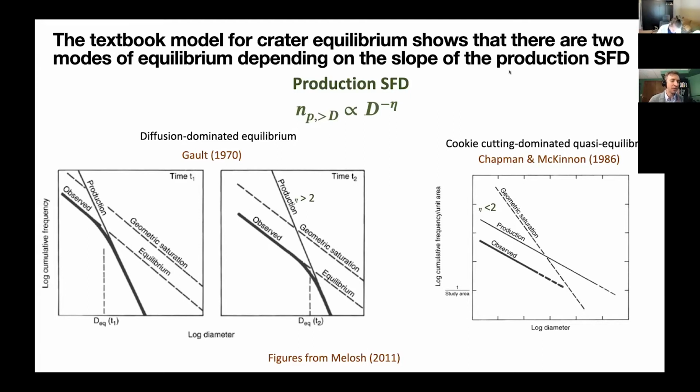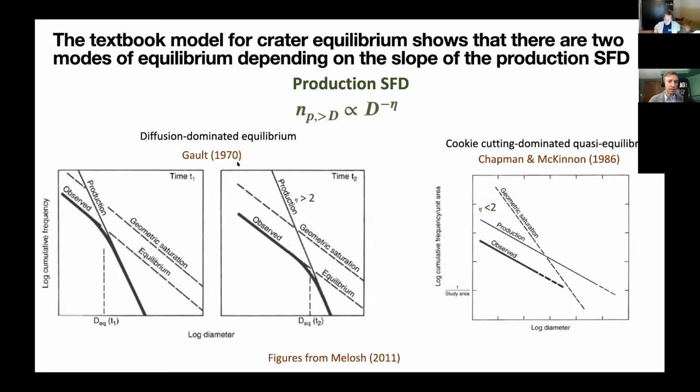So in a steep production function, shown on the left, that was modeled by Gault physically back in the Apollo days to try to understand the observed craters on the mare that they were seeing for the first time. In a steep production function, when the steep branch hits this equilibrium line, whatever sets that, it rolls over to this equilibrium size distribution, which has a cumulative slope of -2.